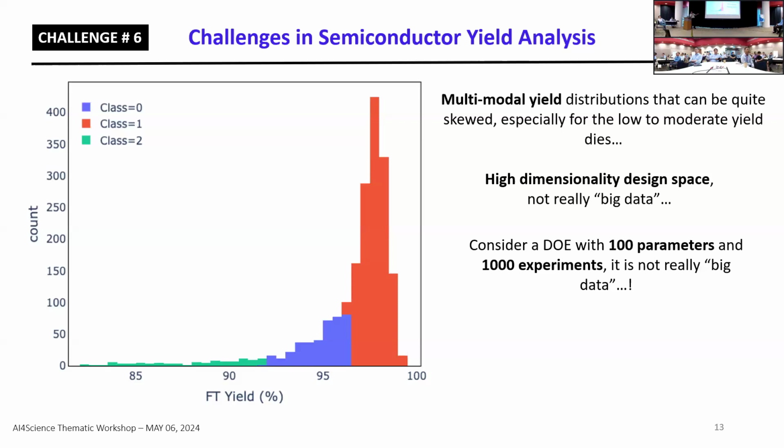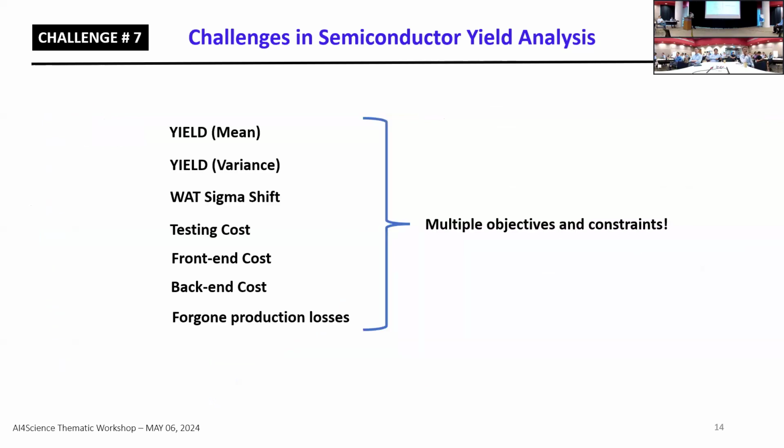So we did a lot of yield classification as part of this research as well, to see how we can bin the yields into different bins and see which bin could be suitable for which kind of application. And it is not really big data because, as you see, you can have a DOE with 1,000 experiments, but you have 100 bad parameters, wafer acceptance parameters, to work with. So 1,000 looks like a big number, but you have 100 input variables to make sense of. So it's not really big data in the context of semiconductor manufacturing.